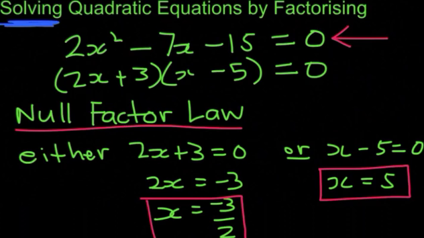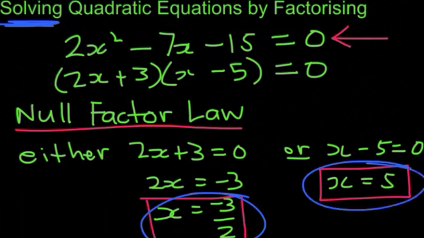Now I'll put up some more examples of how to solve these types of questions, and we'll see that there are some patterns that occur that make getting these two values for x much simpler and more straightforward, and that we don't necessarily have to follow through with all of these steps below in the null factor law.